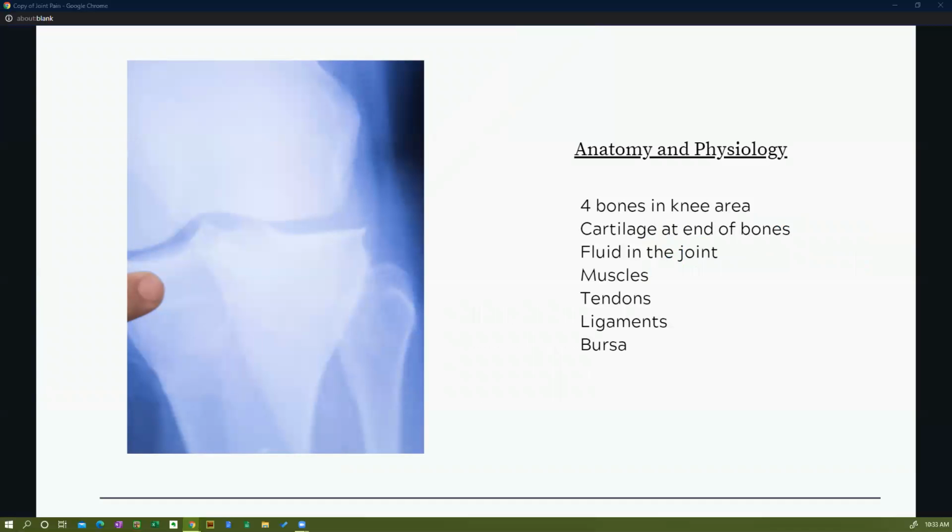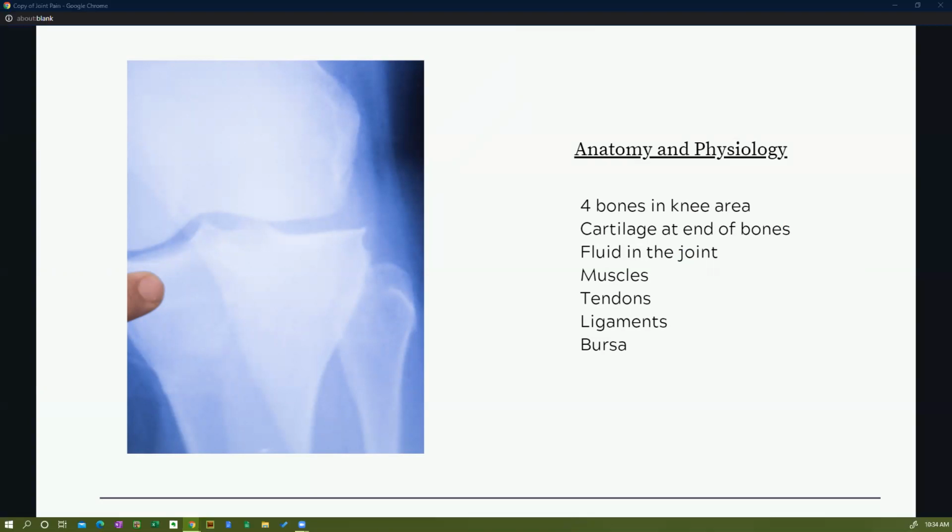Let's go over the anatomy and the physiology of the knee. There's 4 bones in the knee area. There's the femur, there's the tibia, there's a small bone on the side, the fibula, and then there's the patella, the kneecap. So there's really 4 bones. Most people think about 2, maybe the femur and the tibia, the shin bone, but don't think about the fibula, the smaller bone on the side that goes all the way from the knee down to the ankle, and the patella, the kneecap, which glides through a groove in the knee.